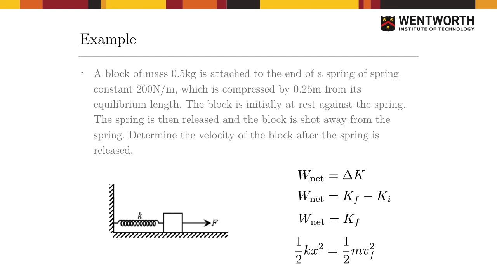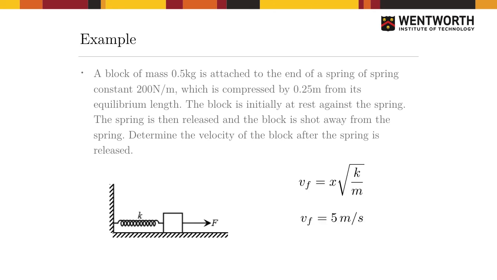Now the work done on the box is just the work done by the spring, 1/2 kx squared. And that should be equal to the final kinetic energy of the box, 1/2 mv squared. Then we can rearrange to solve for the final velocity, which I find to be 5 meters per second.